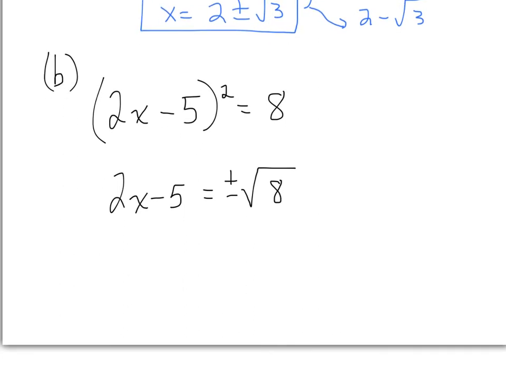Mike? 2 radical 2. Yeah, 8. And you remember, Mike? Very good. I mentioned that. This is one of those ones that you might want to have memorized, but radical 8 is always radical 4 times radical 2. So it occurs a lot.